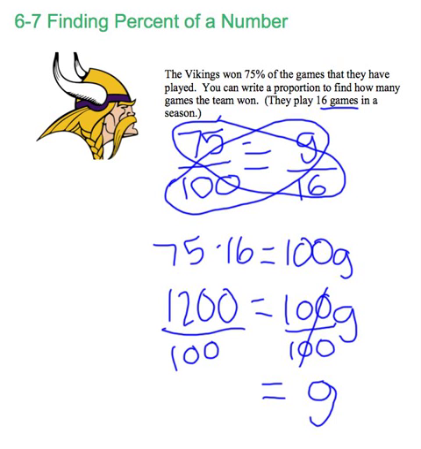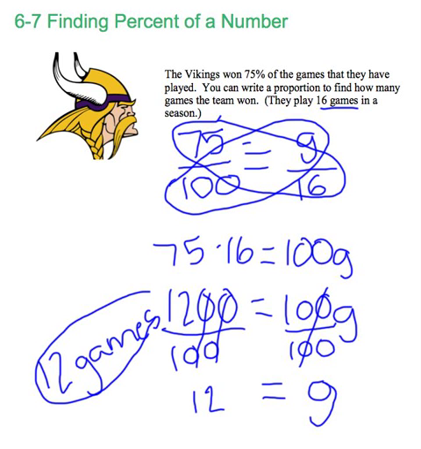And then 1,200 divided by 100, those zeros will cancel each other out, and we are left with 12 over 1, or 12. So we know that if the Vikings won 75% of their games, that works out to 12 games. Since the question was asked in words, we answer in words. And if you have that written down in your notes, you have a nice example for finding percent of a number.